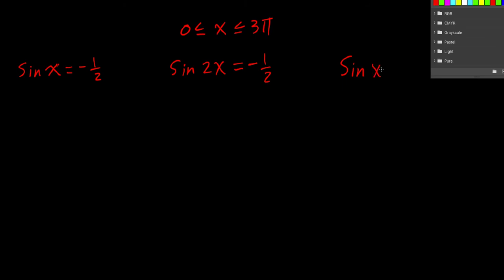Okay, now we're going to go from 0 to 3 pi. So that's 1.5 rotations. Okay, and we got sine x is equal to -1/2. And then we got sine 2x is equal to -1/2. And then we got sine of x minus pi over 6 is equal to -1/2.